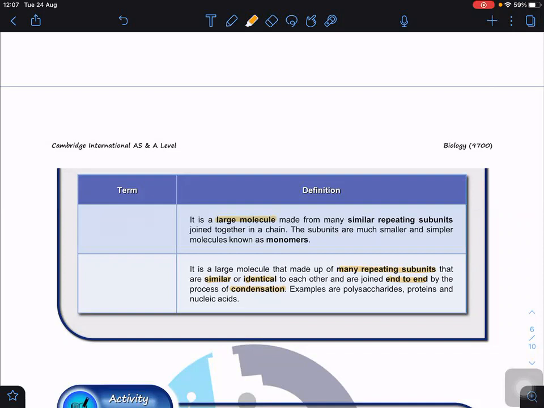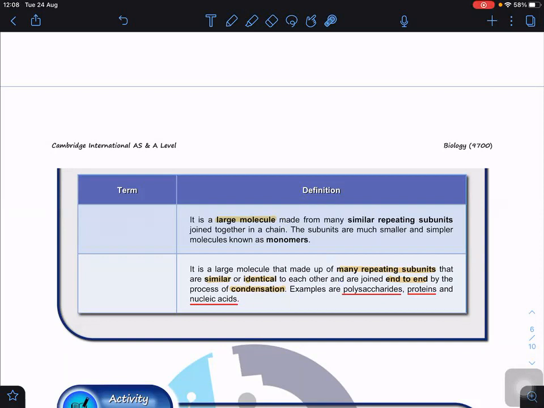And in biology, we only have three molecules that fall into this category. Those are polysaccharides, protein or polypeptides, and nucleic acid or polynucleotides. So generally, you can see that in terms of definition, this one is more general compared to this.